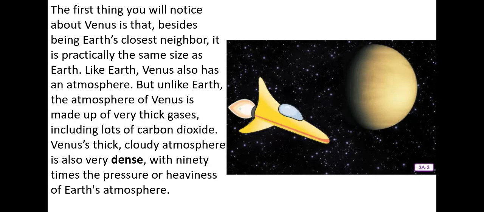The first thing you will notice about Venus is that besides being Earth's closest neighbor, it is practically the same size as Earth. Like Earth, Venus also has an atmosphere. But unlike Earth, the atmosphere of Venus is made up of very thick gases, including lots of carbon dioxide. Venus's thick, cloudy atmosphere is also very dense, with 90 times the pressure or heaviness of Earth's atmosphere.